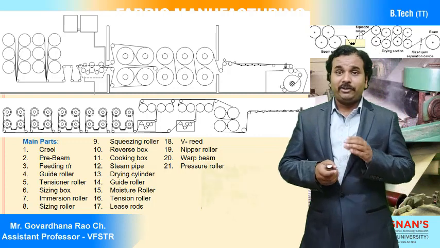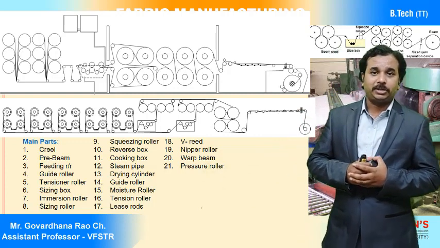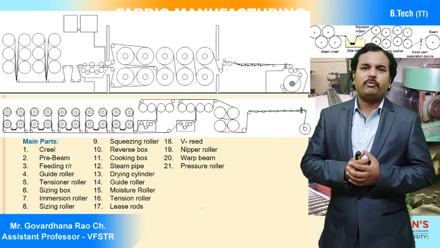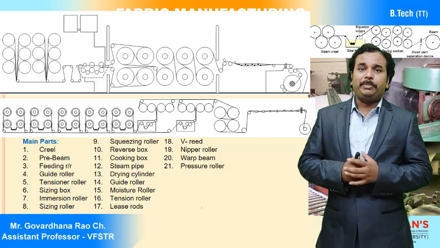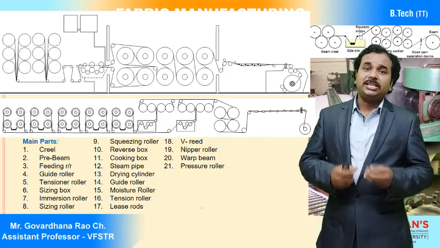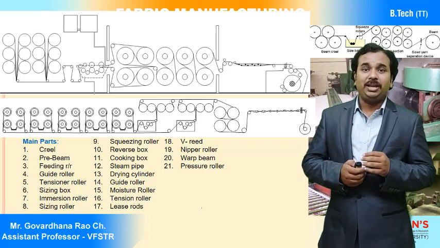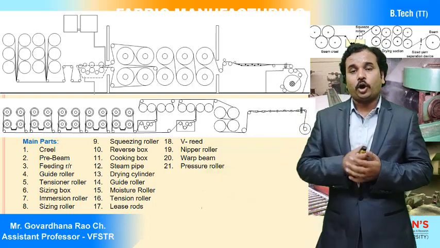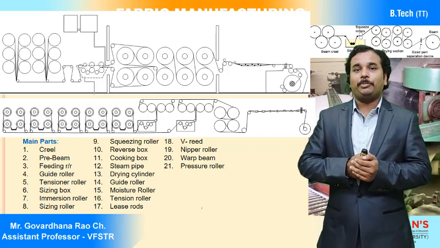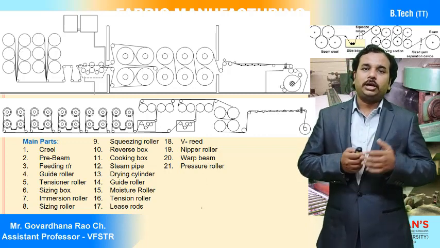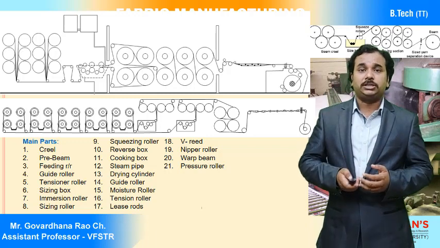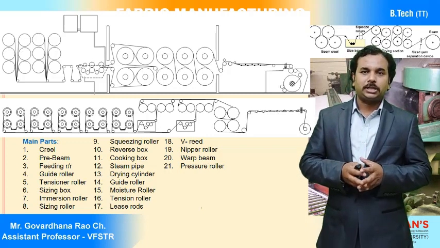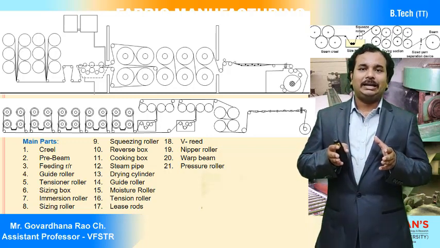So this is how the different types of multi-cylinder sizing machines are. Depending upon the quality requirements and the type of fabric production, the sizing machine requirements are going to be different. Generally, like the second case, the vertical cylinder type or horizontal multi-cylinder type is used in most of the industries. So these are the things related to the two-cylinder sizing machine and multi-cylinder sizing machines.